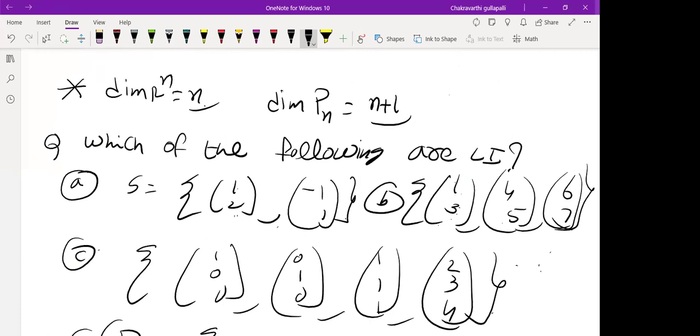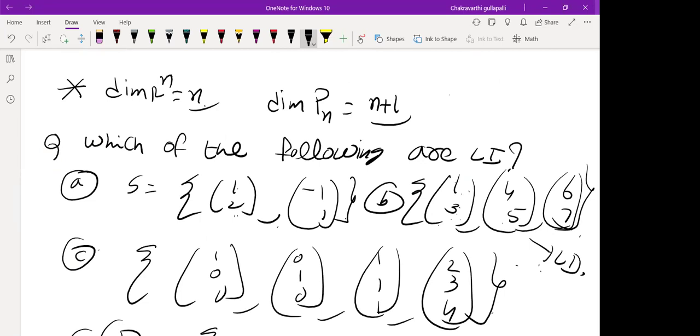So this way also you can say, when the number of vectors is more than the number of components, then it is automatically linearly dependent. Or when the set contains more vectors than the dimension, then also it is linearly dependent. This has led to a shortcut, without putting pen on the paper.